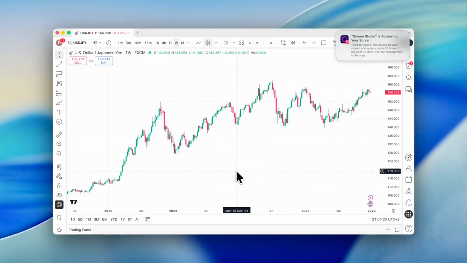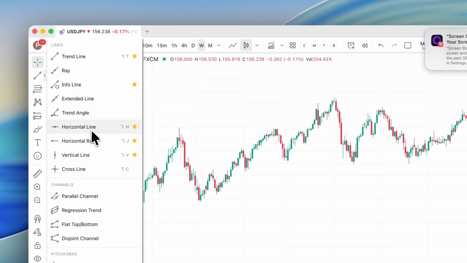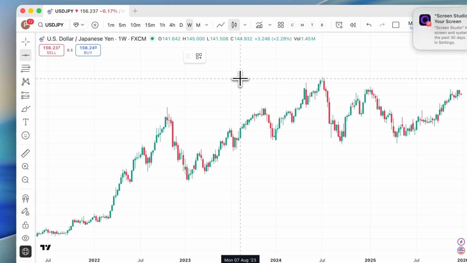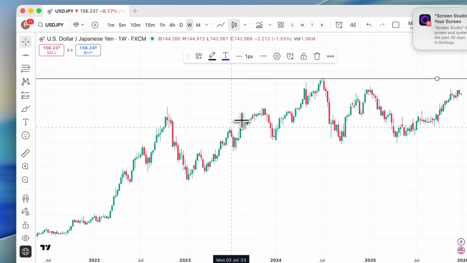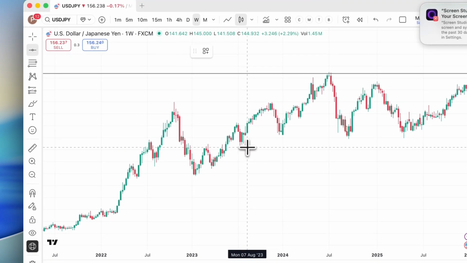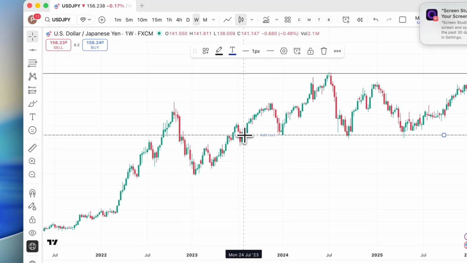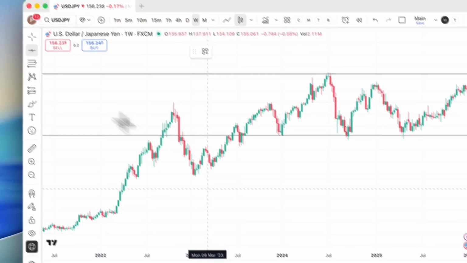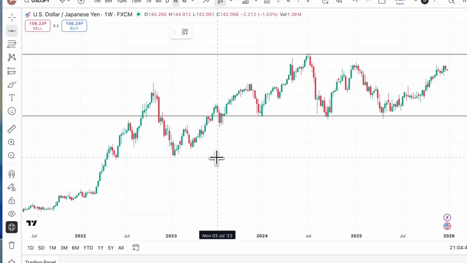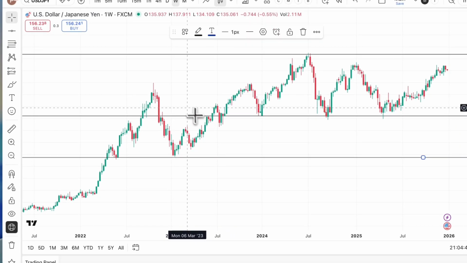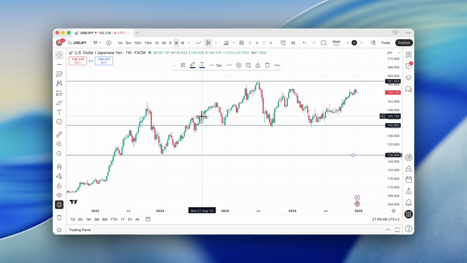Let's draw some support and resistance levels on the dollar yen. So you go to the drawing tools on the left of TradingView and you choose horizontal line, and you add that horizontal line where you see price congestion, where you see prices reacting. And it's obvious that you see here price bouncing, and these areas can act as both support and resistance.